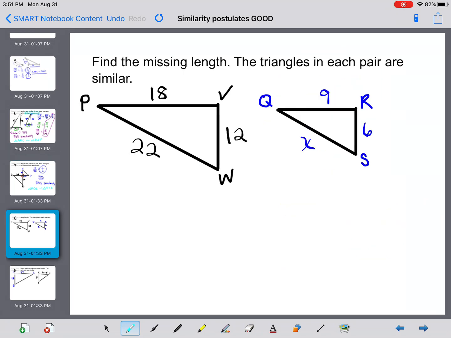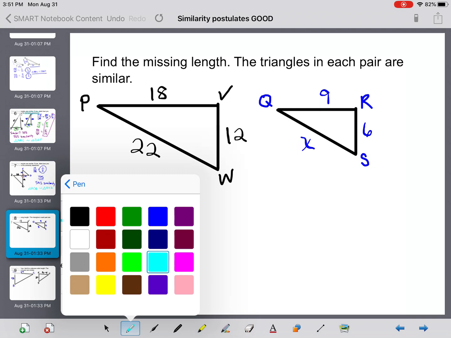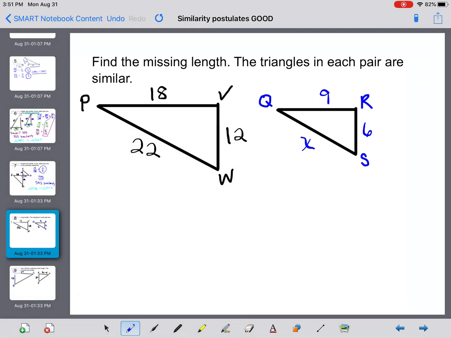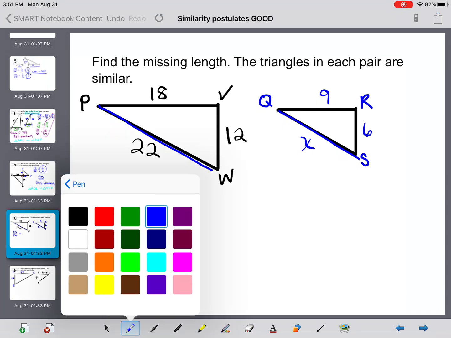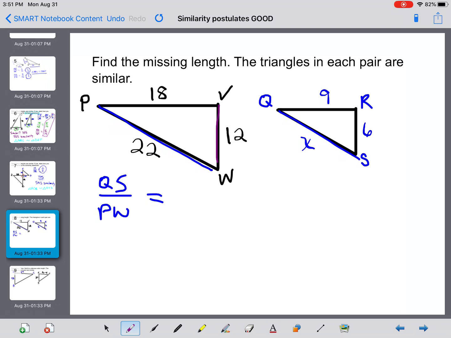Here it says, find the missing length. The triangles in each pair are similar. So if we know these triangles are similar, we know that they have corresponding sides that are proportionate. So the corresponding sides here would be QS over PW. And since we know that they're proportionate, we can find an equivalent ratio. We just need to find corresponding sides. We can use one set. We can use RS over VW.